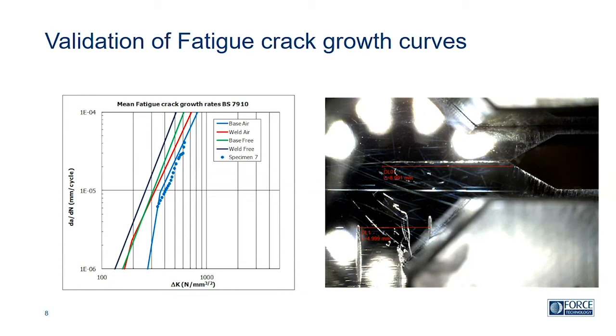So when you have the constant load or the K-increasing method, the first plot on the curve is the first one down here. And then as the stress intensity factor increases, you go up the curve like this until final fracture initiates.